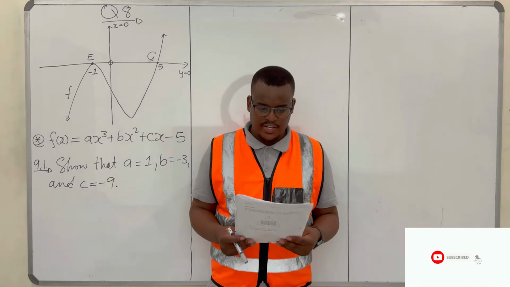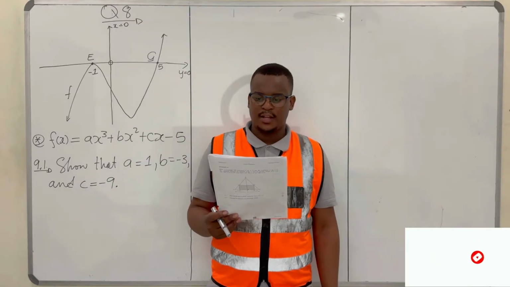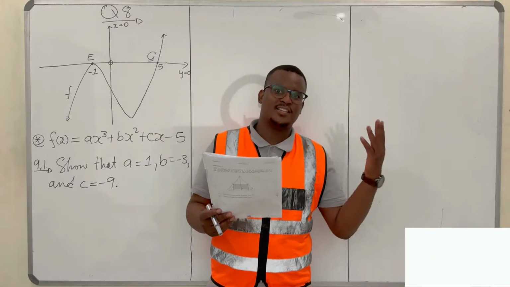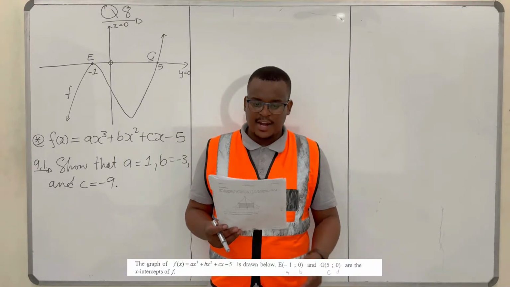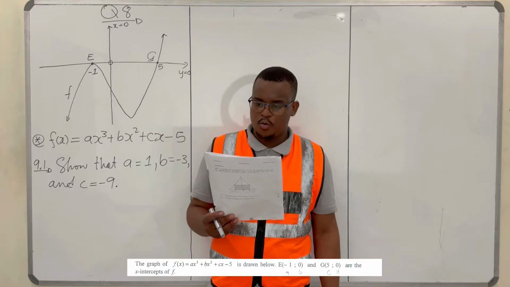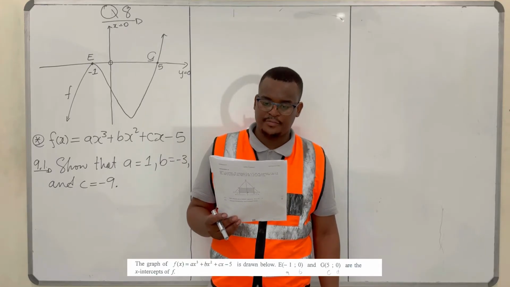So in this video, we're doing question 9 of the May/June 2024 question paper, Mathematics Paper 1. The topic is cubic functions. So let's go. They are saying the graph f is drawn below. E and G are the x-intercepts of f.